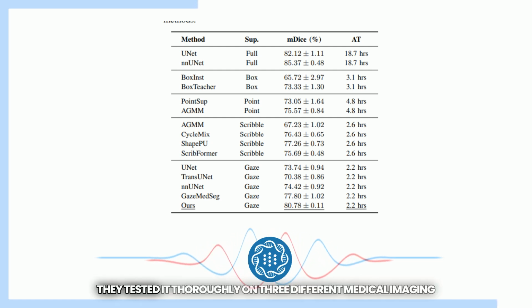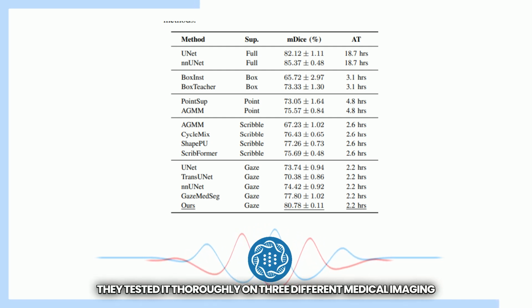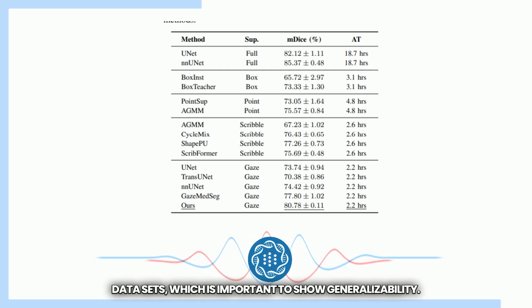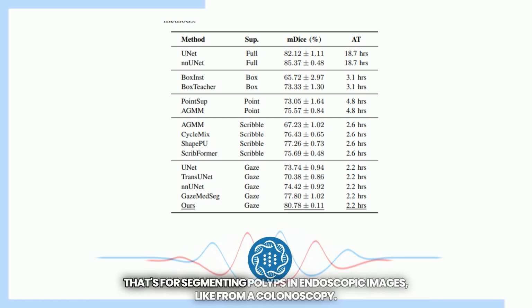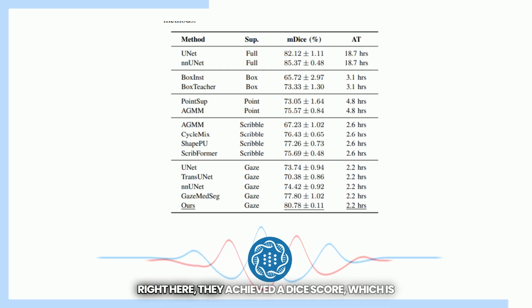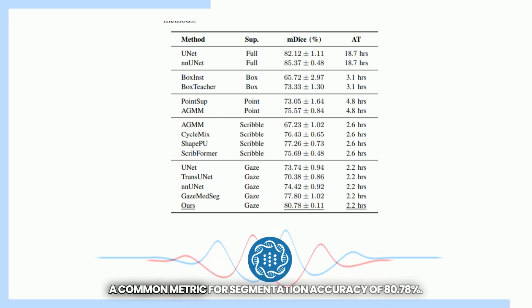You really do. They tested it thoroughly on 3 different medical imaging datasets, which is important to show generalizability. Okay, what were they? First, Kvasir-SEG. That's for segmenting polyps in endoscopic images, like from a colonoscopy. Right. Here, they achieved a DICE score, which is a common metric for segmentation accuracy, of 80.78%.